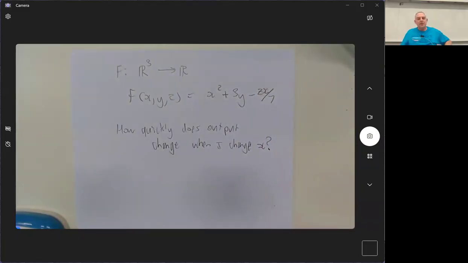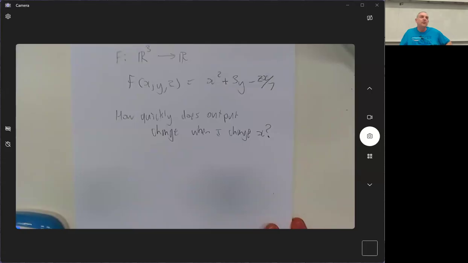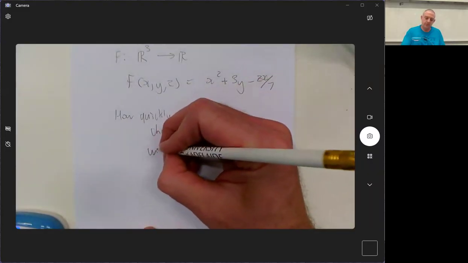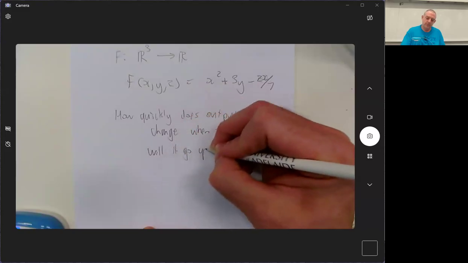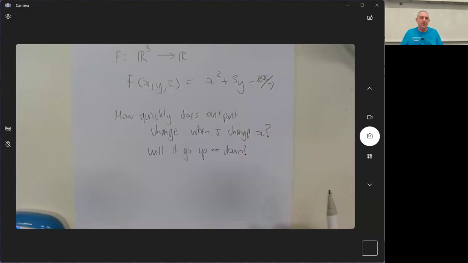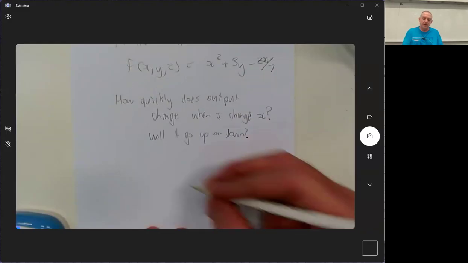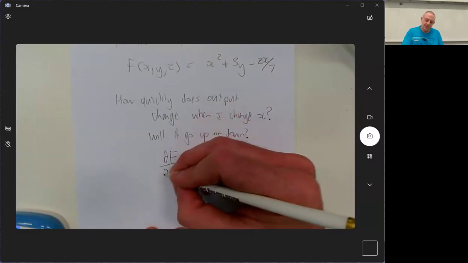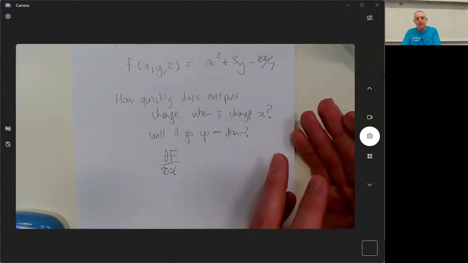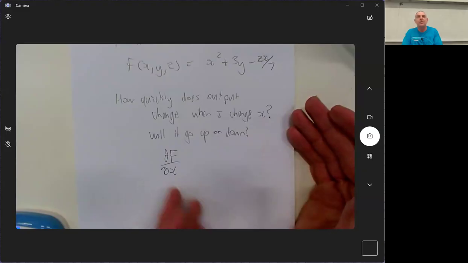How quickly does the output change when I change x? That's what a partial derivative is. Keep the y and the z the same and just change x by a little bit. How quickly will that change? And in what direction? Will it go up or down? That, my friends, is what a partial derivative is. So if I said df on dx, that is the answer to that question. That is the speed at which the answer for f changes when you change x by a bit.